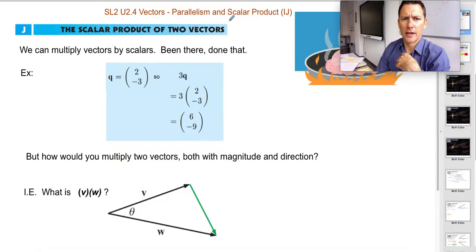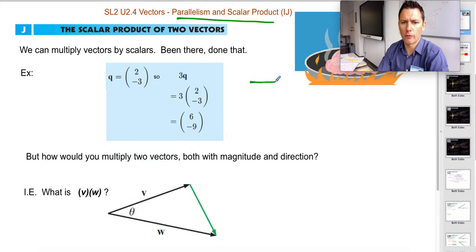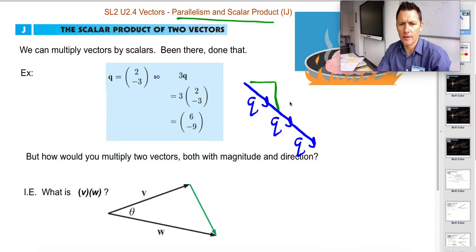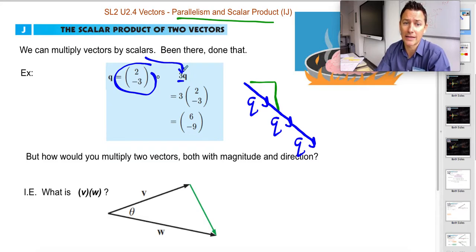All right, y'all. So we're taking the second part of parallelism and scalar product in vectors. We've commonly taken a vector like q, 2 over and 3 down, and said, hey, that's q. Well, what's 3q? Well, it's 3 times as long in the same direction. Duplicate, duplicate. There it is. Right? There's 3q. That's fine. But we're taking a vector, something with two components, direction and magnitude, and multiplying it by a scalar, just a magnitude increaser.